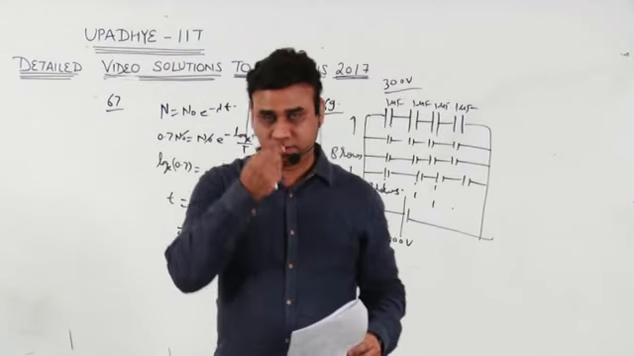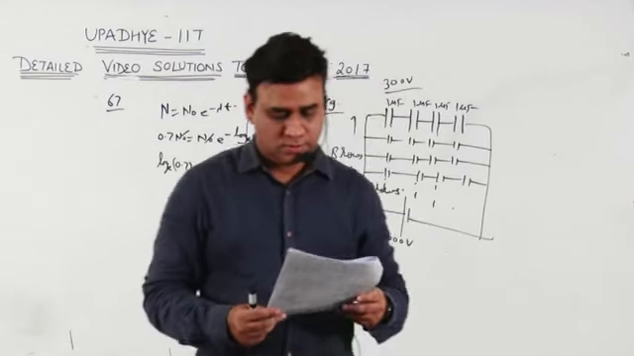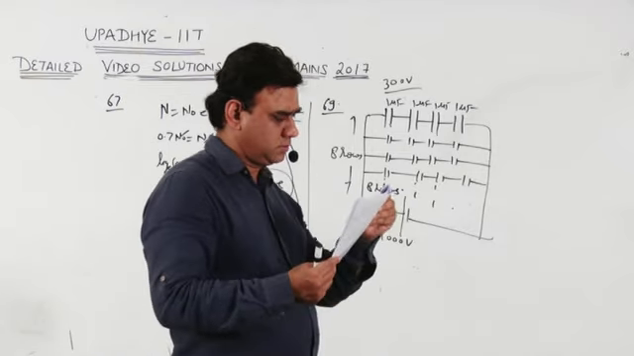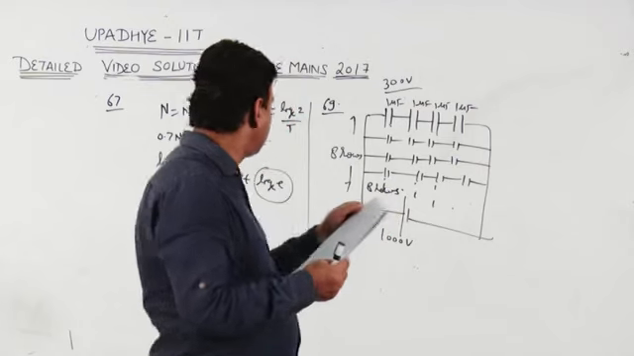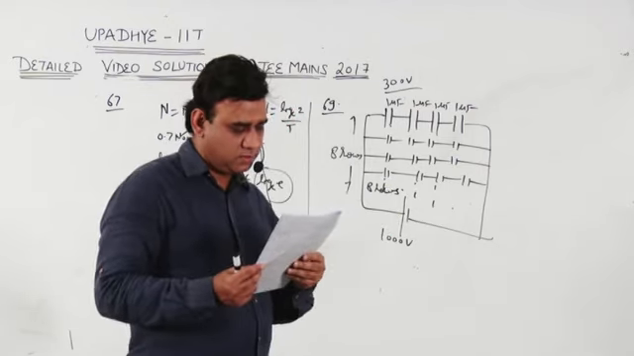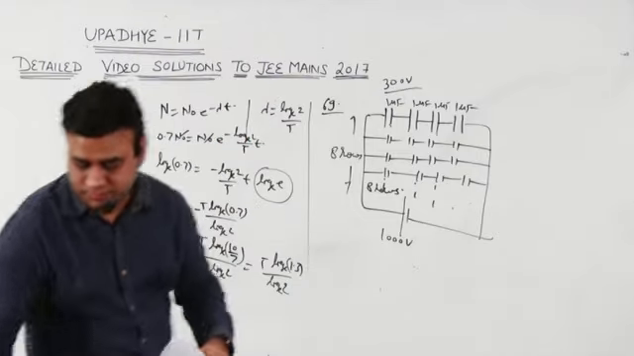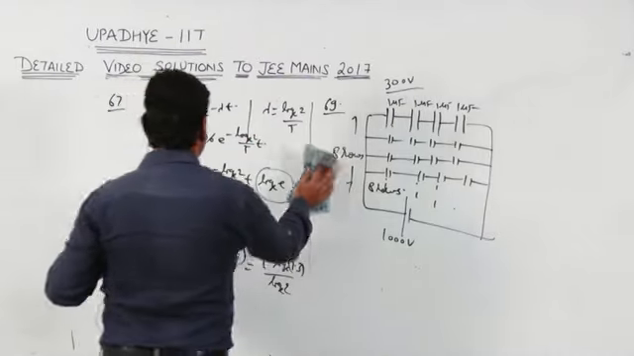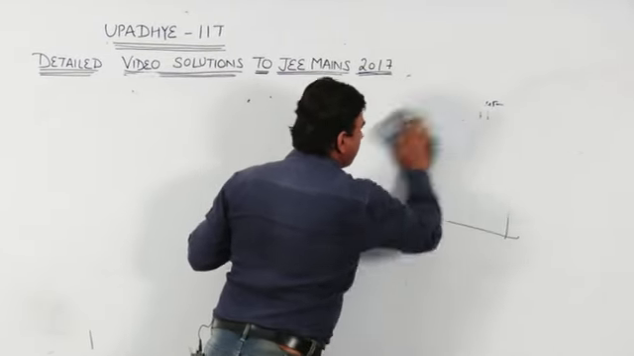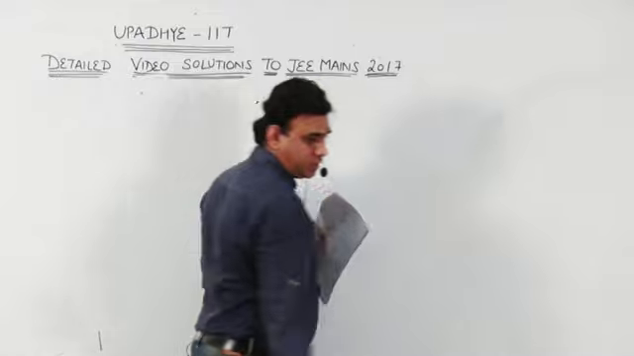So in continuation with the last video, let us start again with the question number. Last it was 69th. Now we will start with question number 70. Question number 70 is based on electric current, and it is about capacitor and resistance.